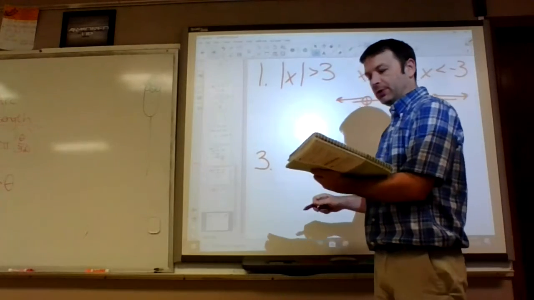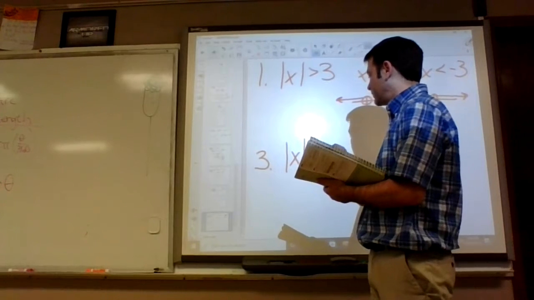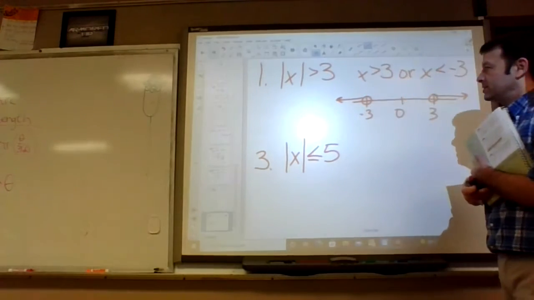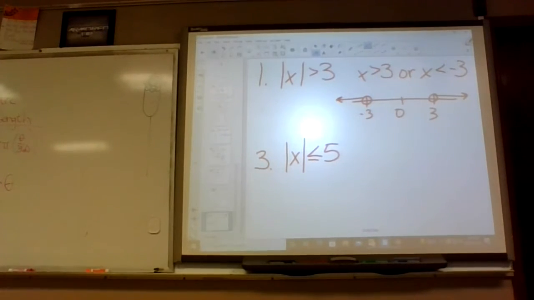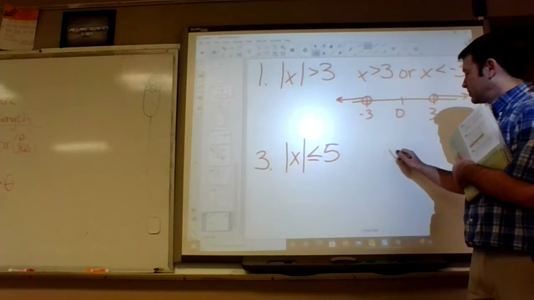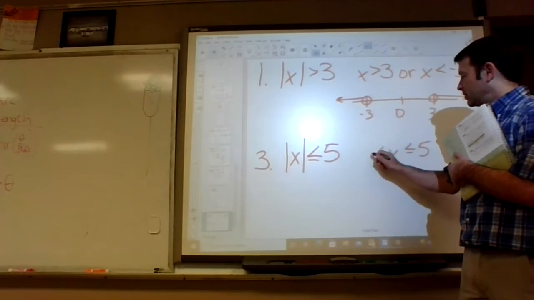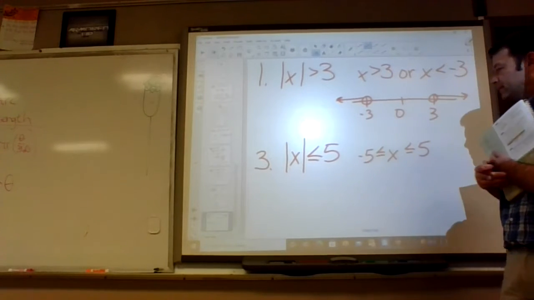Okay, number 3 is absolute value of x is less than or equal to 5. So this is the other kind. If it's less than 5, remember how this sets up? It's going to be between 5 and negative 5.